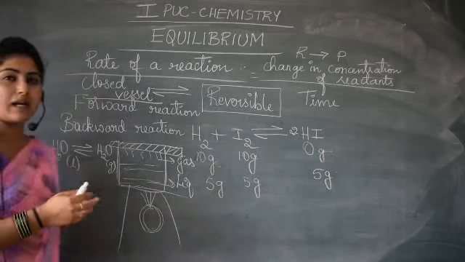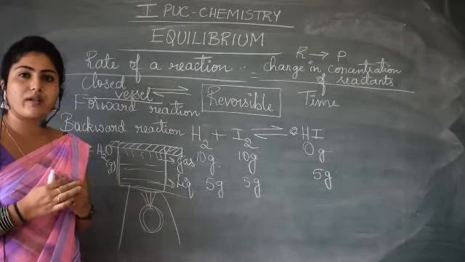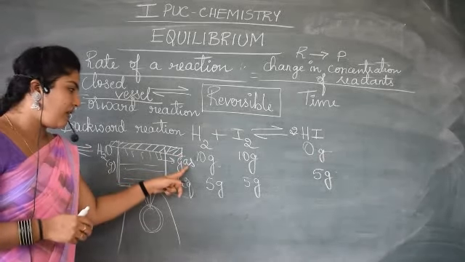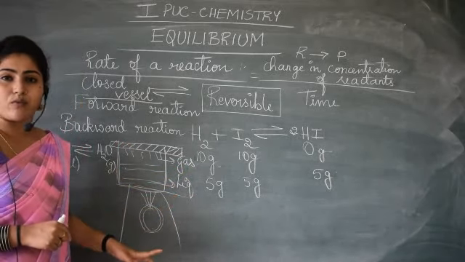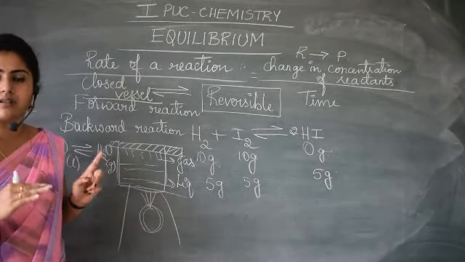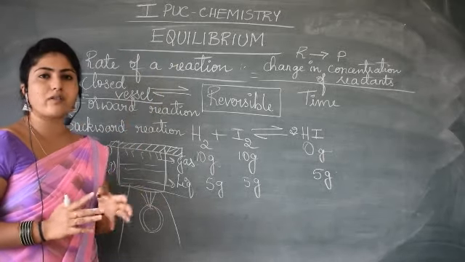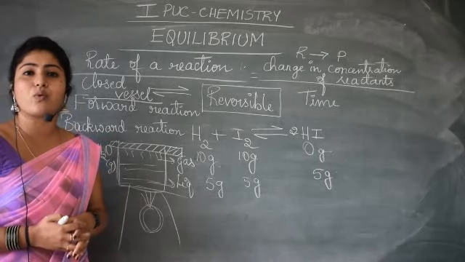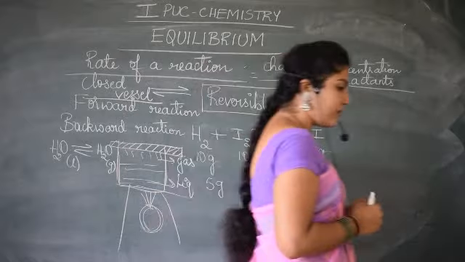So this process will continue until when? Until a stage where you feel like, okay, the reaction has stopped. But in fact what happens, rate of forward reaction becomes equal to rate of backward reaction. Both reactions will be taking place but at equal rate. That is what happens. So that stage where the rate of forward reaction becomes equal to rate of backward reaction is called as equilibrium. This is a very important definition that you need to remember.